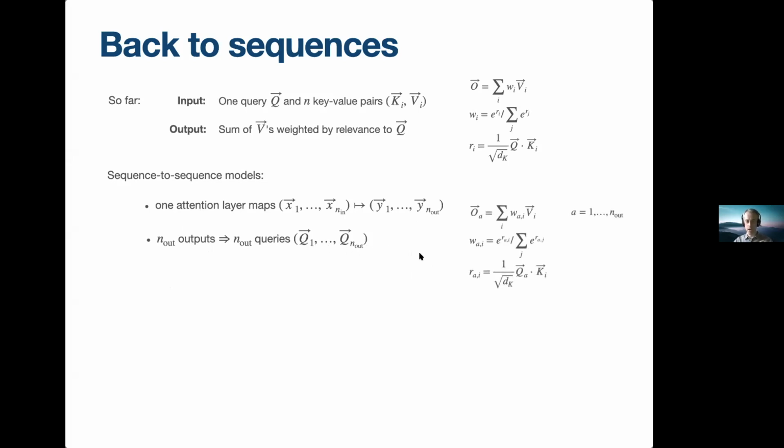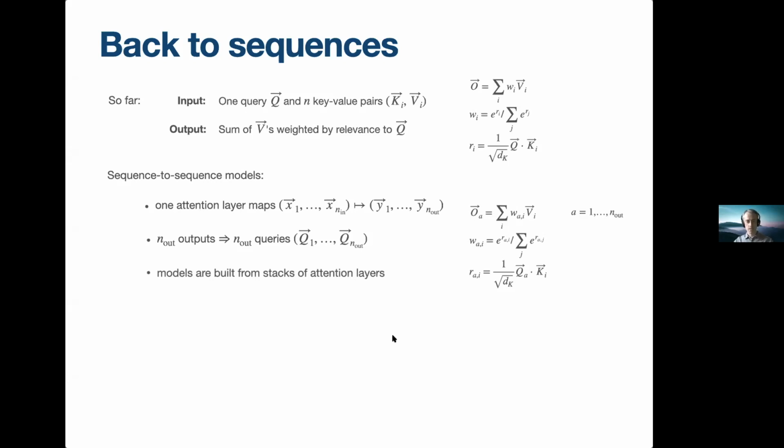This means that we have to modify our equations somewhat. This is easy to do. You add an index a to the Q, where a goes from 1 to n_out, and then you just follow through the a's in the equations. It appears in the relevance score, and the relevance score appears in the weight. So we add an a to the R's, we add an a to the W, and the W appears here, so we add an a to the O. This gives us 1 through n_out output vectors corresponding to our queries.